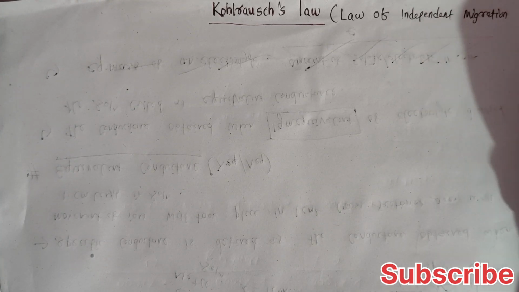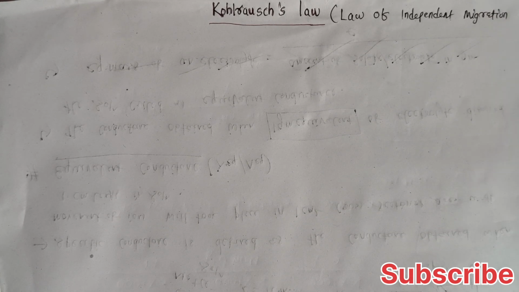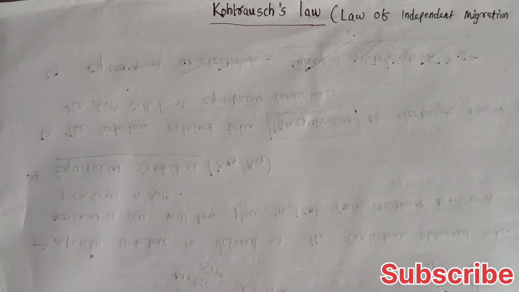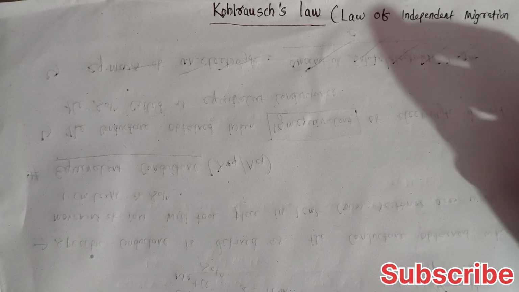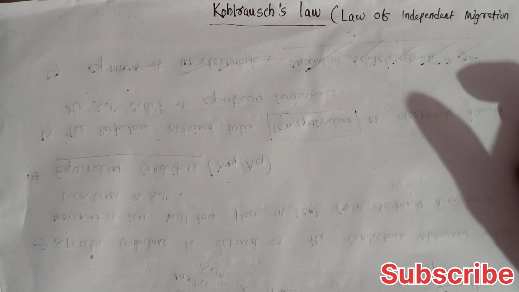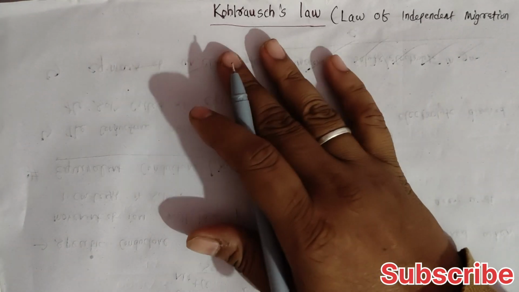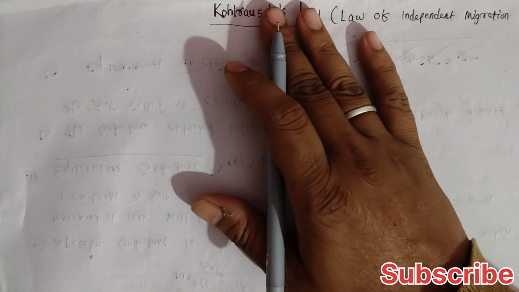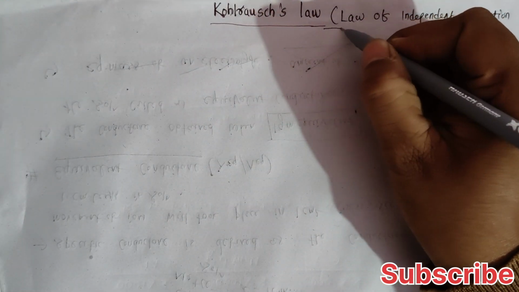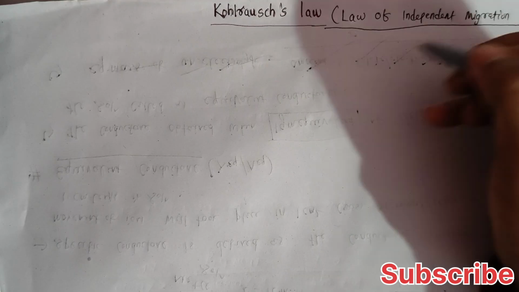So in this class, we will clearly understand what actually Kohlrausch law is. Kohlrausch law speaks about the molar conductance of any electrolyte, weak or strong, both of them, especially weak electrolytes.